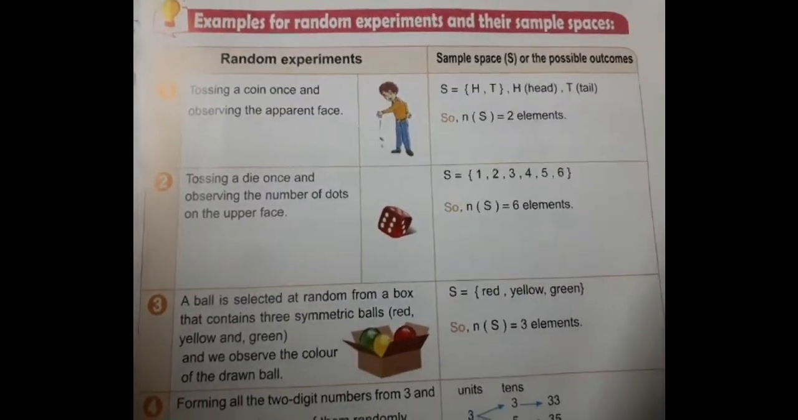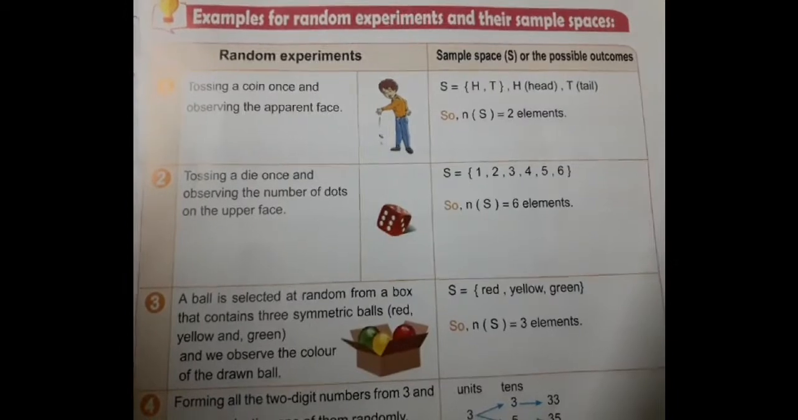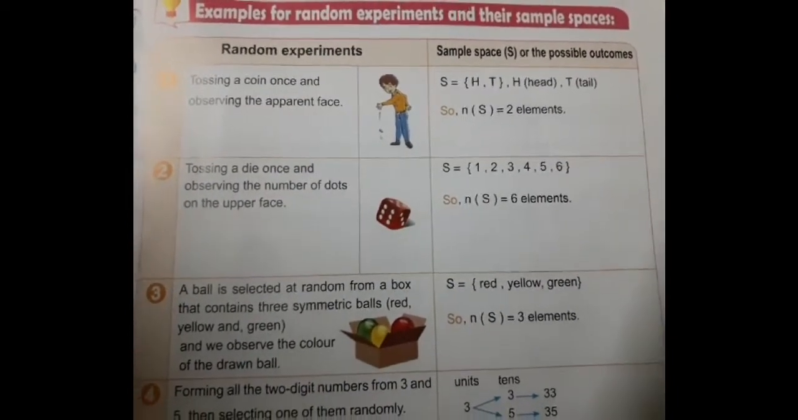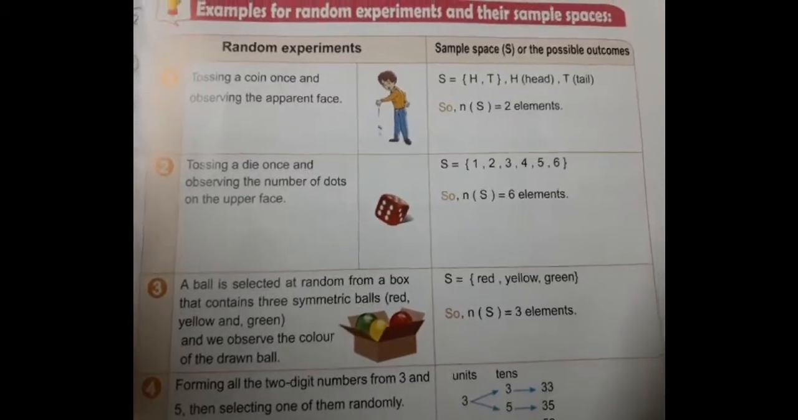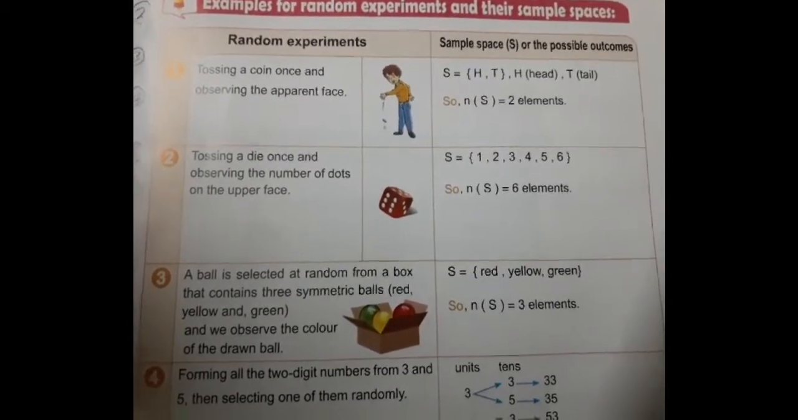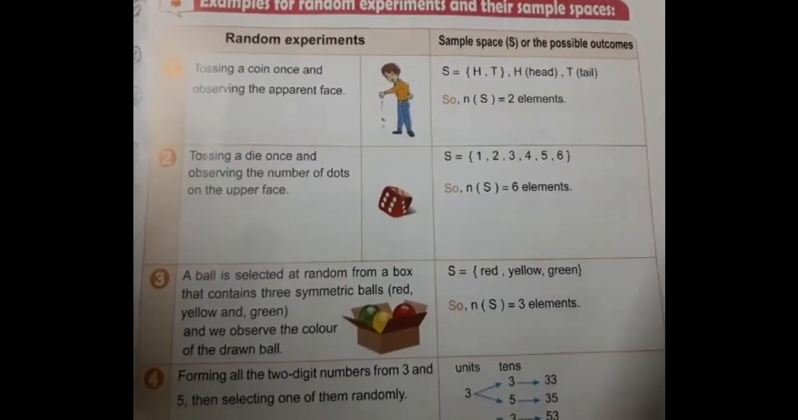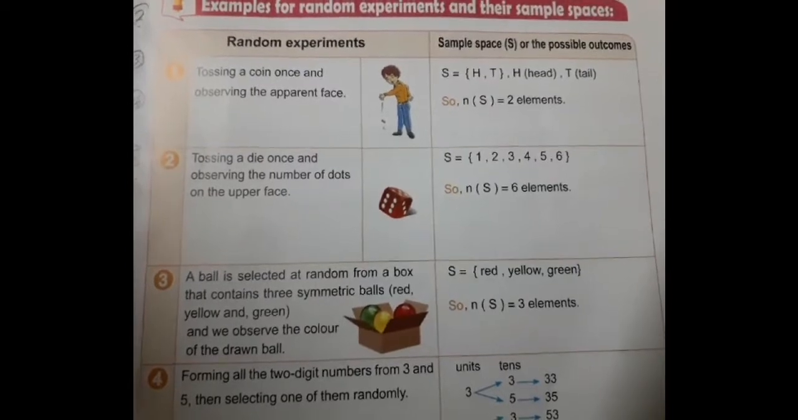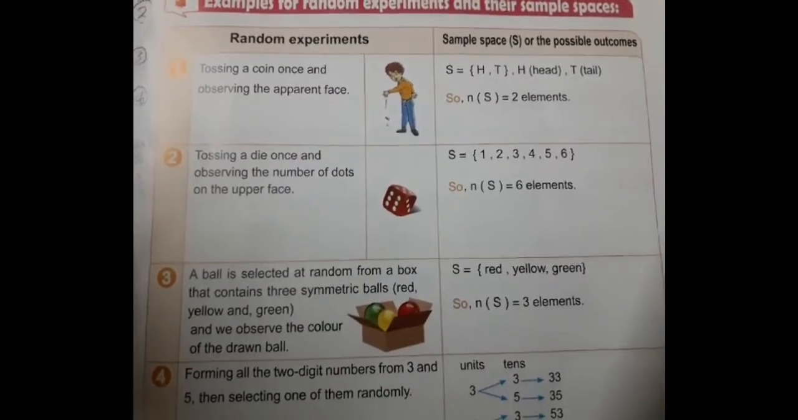When we toss a die once and observe the number of dots on the upper face, sample space equal 1 2 3 4 5 6. This is all the outcomes. So the number of sample space, the number of the outcomes 1 2 3 4 5 6, is 6 elements. Then n(S) equal 6 elements.